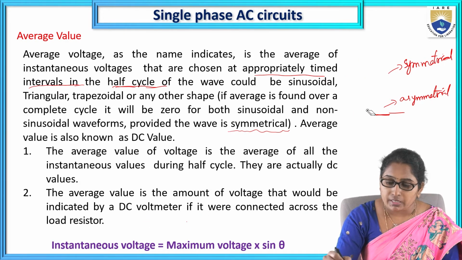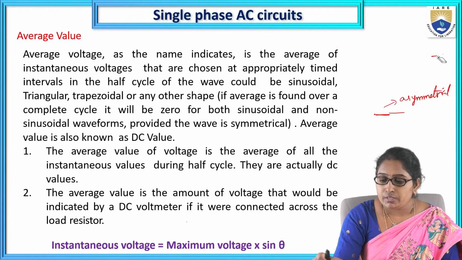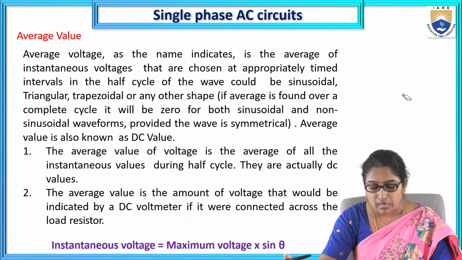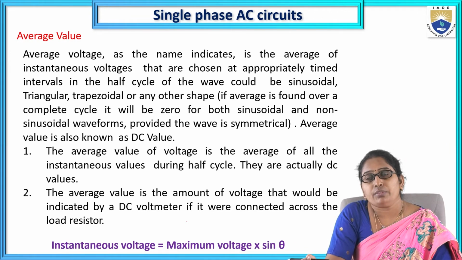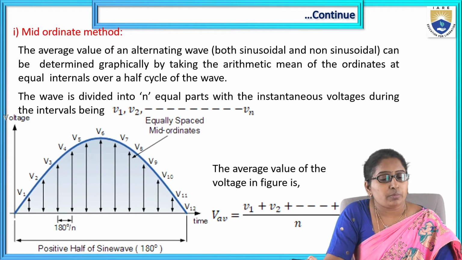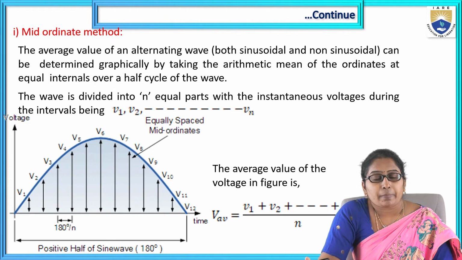Next, how to calculate? Now it is known what is meant by average value. How is it calculated for an AC signal? There are two methods. First method, the mid-ordinate method.